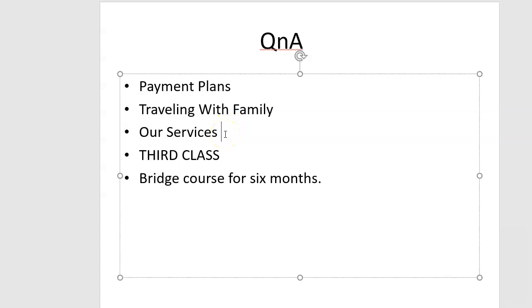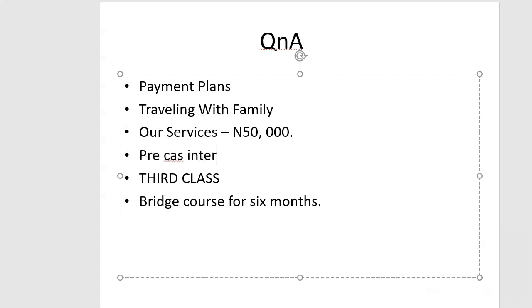Our service is admission and visa processing, 50,000 naira only. You might think it's too cheap, but there's nothing else behind it. Once you pay us, we do your admission, we also help with visa processing, and we also prepare you for the pre-CAS interview. It's our job. We are affiliated to the schools. The reason why we charge 50,000 is to weed out unserious clients, so that it's only serious people. You've committed something, your admission is out, and that means you're truly serious about it.